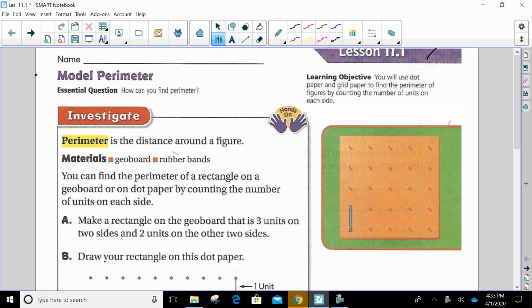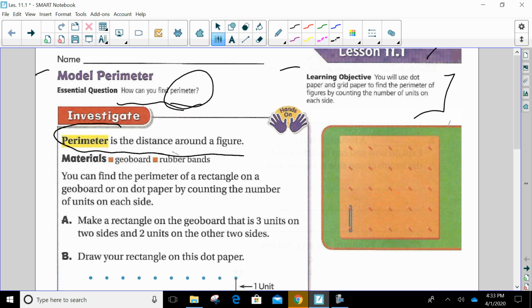Our lesson is, how do we model perimeter? How can you find perimeter? And we're going to figure out what that is in just a minute. Our objective is what we're going to learn. You will use dot paper and grid paper to find the perimeter of figures by counting the number of units on each side.